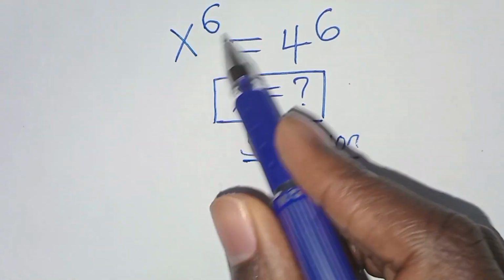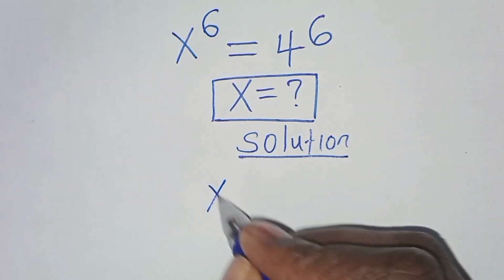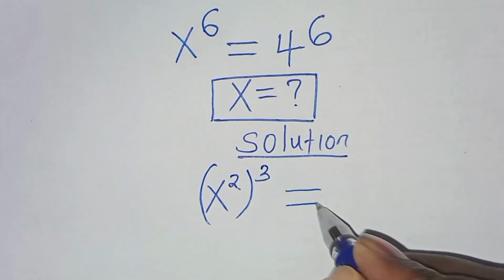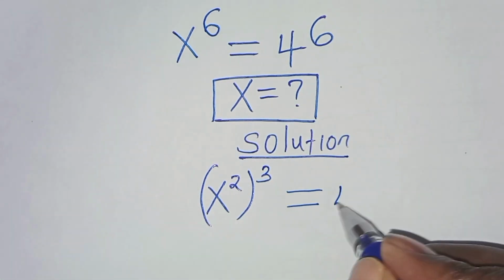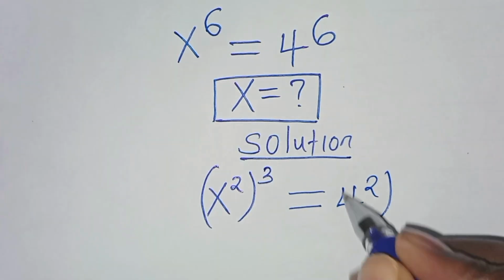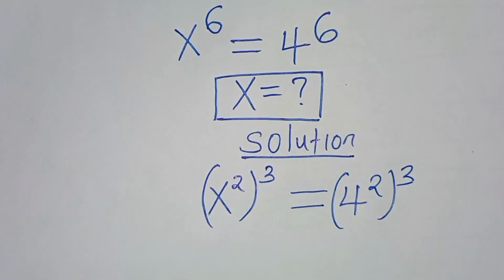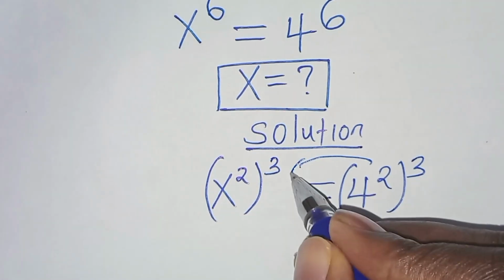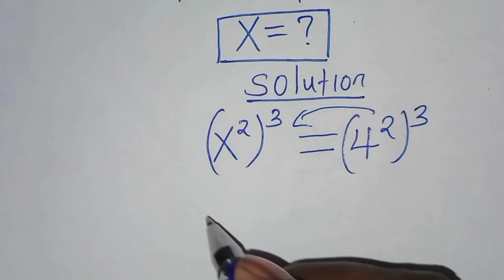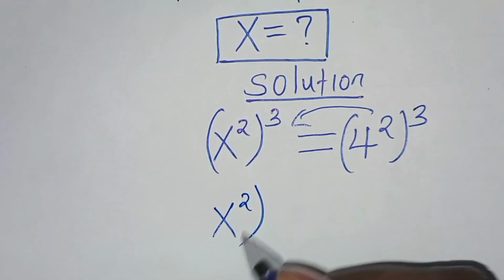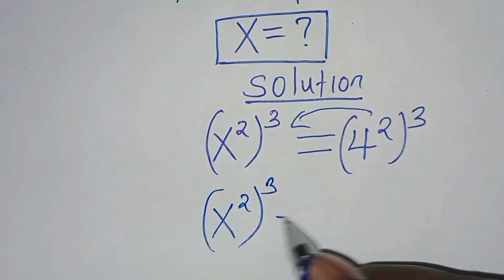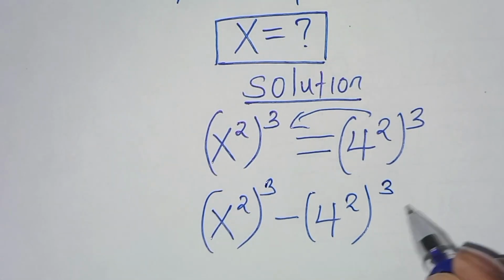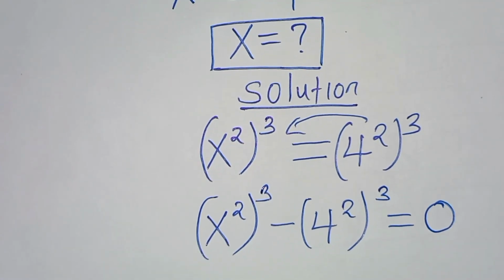we can express x to the power 6 as x to the power 2 raised to the power 3. This is equal to 4 to the power 6, which you can express as 4 to the power 2 raised to the power 3. The next step is to take 4 to the power 2 to the power 3 to the left hand side, so that here we have x to the power 2 raised to the power 3, subtract 4 to the power 2 raised to the power 3. This is equal to 0.